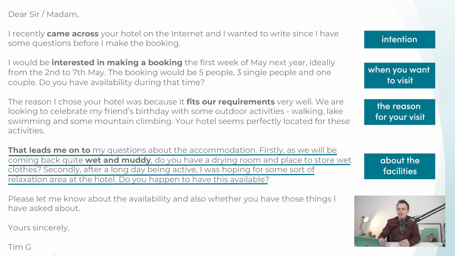2 questions, because in the question it says ask about the facilities. You have to ask about more than one facility. Okay, so be prepared. If it asks for plural, you need to address the plural form. Please let me know about the availability and also whether you have those things I have asked about.